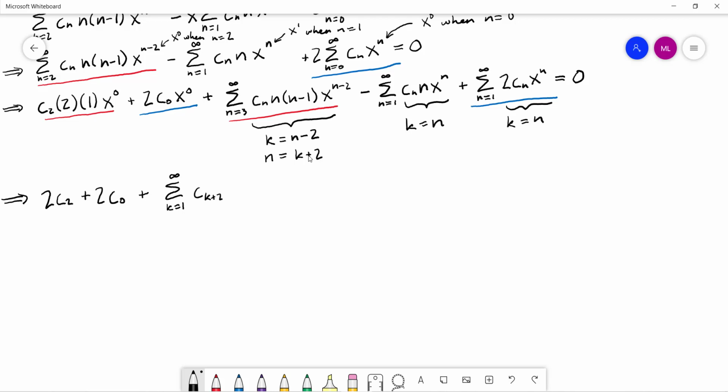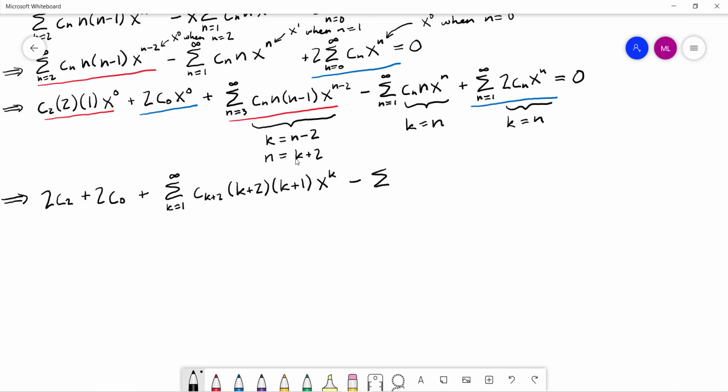times n, which is k plus 2, times n minus 1. N minus 1 is 1 less than n. If n is k plus 2, then 1 less than that is k plus 1. So n minus 1 becomes k plus 1 from that variable change. And then x to the n minus 2 is x to the k. So there's what that term looks like.